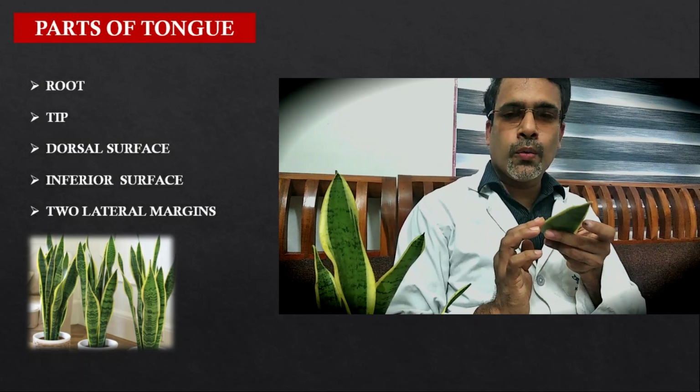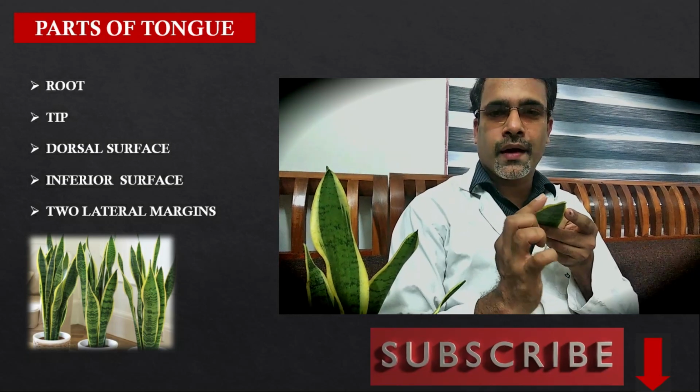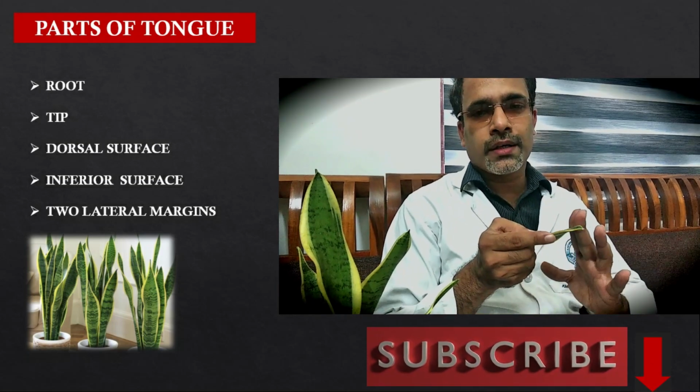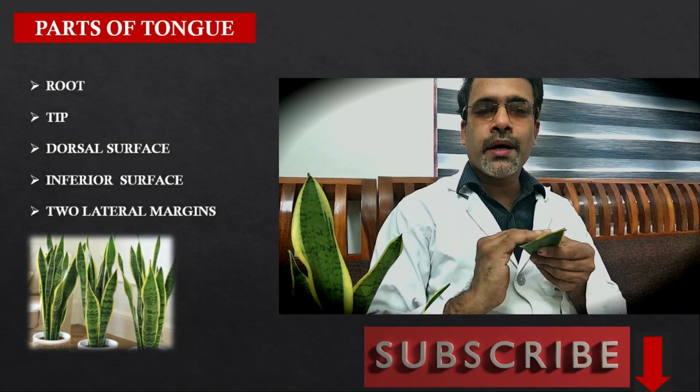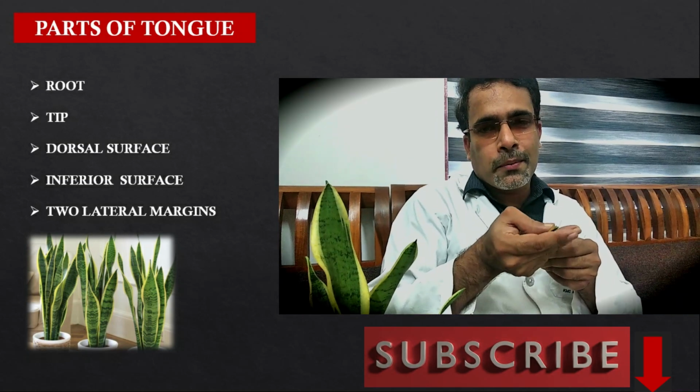And again tongue got two borders. So this is the right margin or the right border, and again this is the left margin or the left border. So you can compare the parts of the tongue with this particular plant.